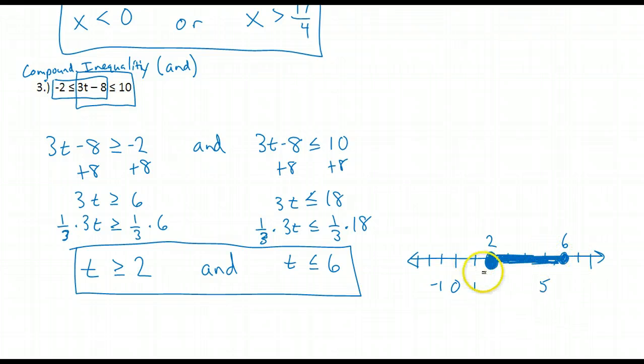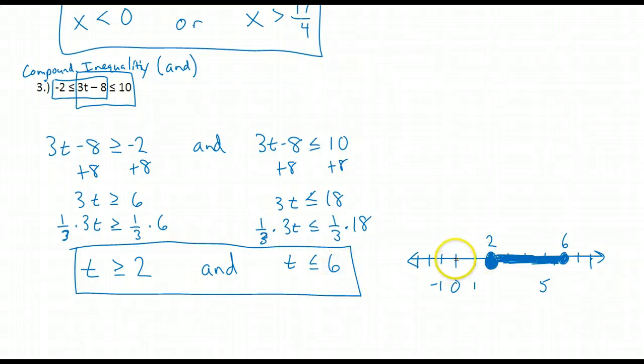If I look at my solutions, if I pick like the number 8, 8 is greater than 2, so it makes this inequality true, but it doesn't make this inequality true. So 8 is not a solution. If I look at 5, 5 makes both inequalities true. 5 is greater than or equal to 2, and it's less than or equal to 6. If I look at 2, 2 is also a solution to this compound inequality because it is greater than or equal to 2, and it's less than 6.